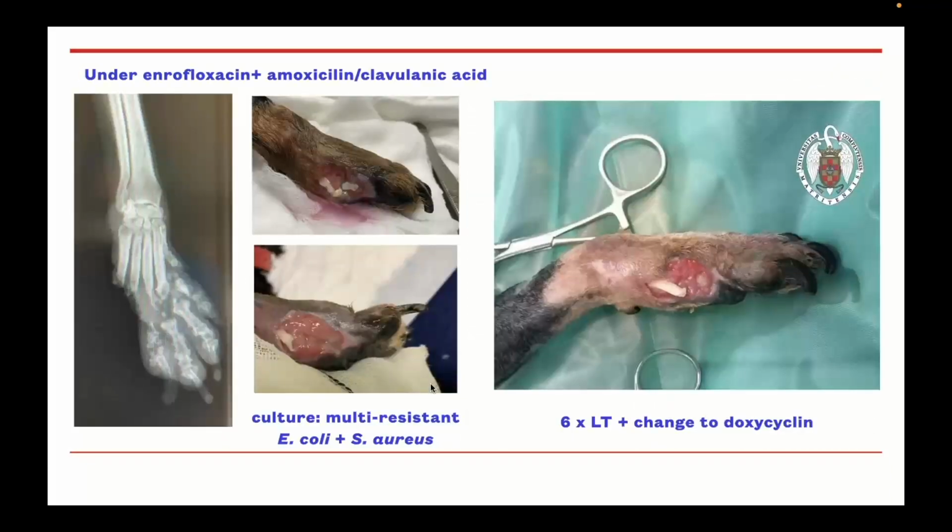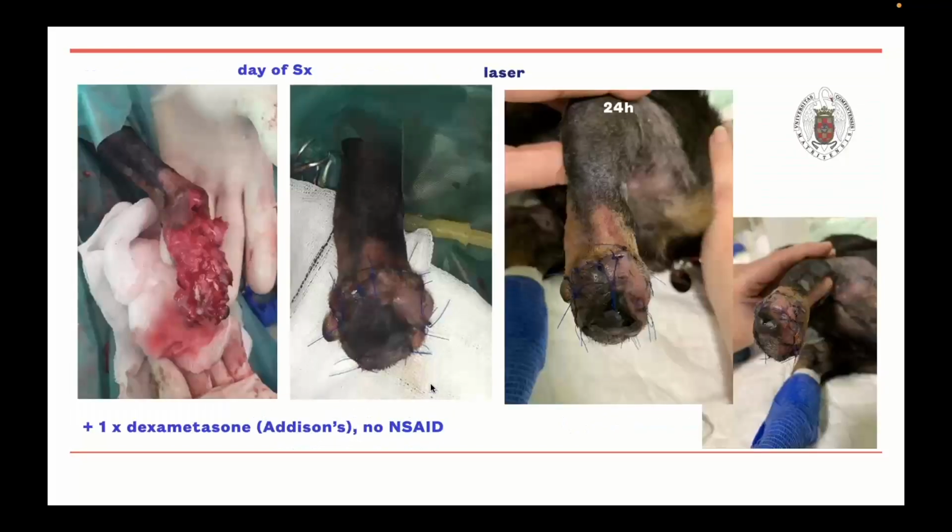So culture was taken from the right front wound. We retrieved multi-resistant E. coli and staph. We treated for a few days with the resulting antibiotics and laser therapy, not to avoid surgery, but to get to the day of surgery with the tissue in better condition. In another dog, a full limb amputation would have been considered, but because in this patient the other limbs were not normal, we decided to try to keep a weight-bearing surface.